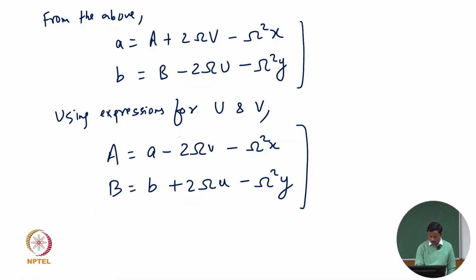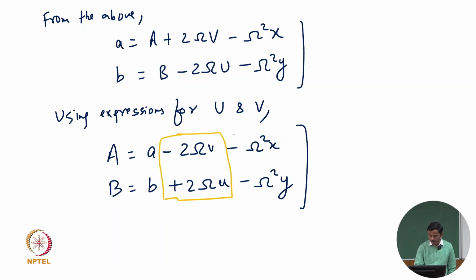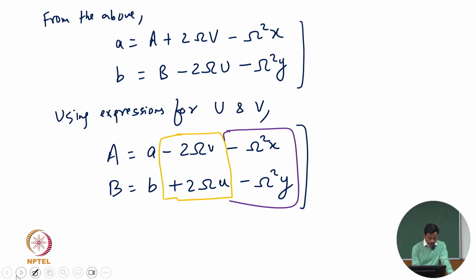So these are the new terms that you see here. These new terms are arising, and they differentiate between the absolute acceleration and the relative acceleration. It is the acceleration in the rotating frame compared to the acceleration with respect to an inertial frame of reference.